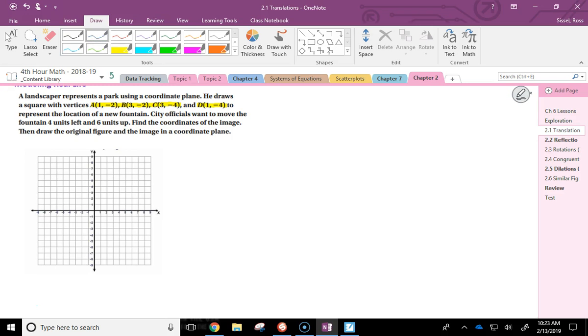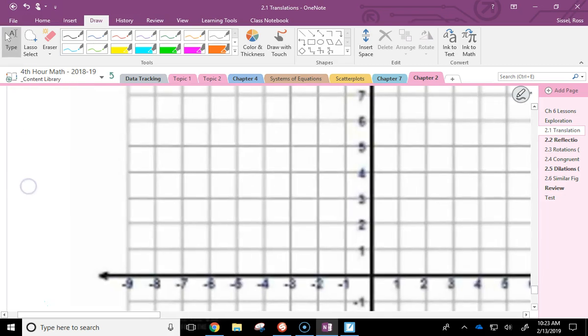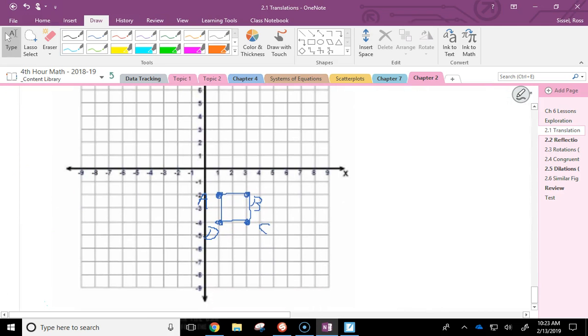It says 1, -2. 3, -2. So that's A. B. C is at 3, -4. C. And D is at 1, -4. Okay. You should have something like this in your foldable. Donovan, doing this with us, please.